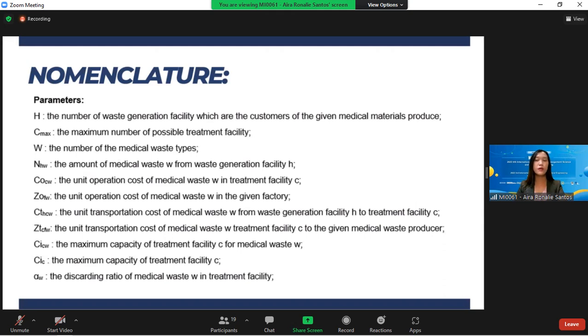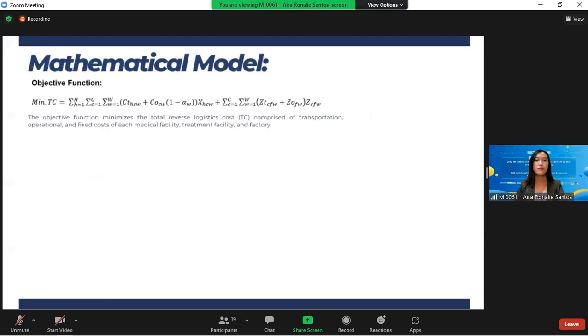Parameters considered in this paper are as follows. For our objective function, it aims to minimize the total reverse logistic costs comprised of transportation, operational, and fixed costs of each medical facility, treatment facility, and factory.